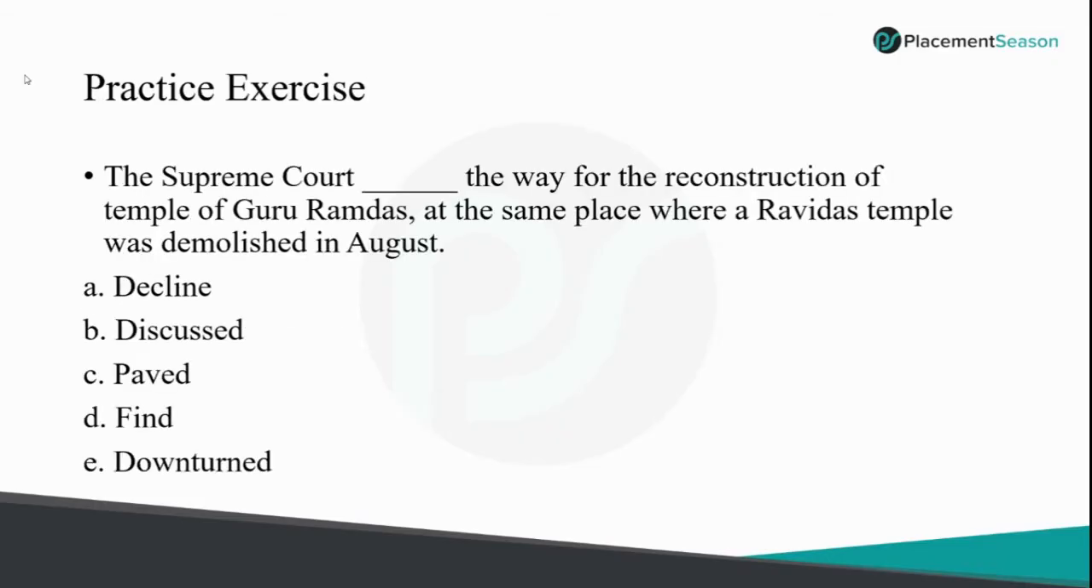So now let's come to the practice exercise. The first one. The Supreme Court dashed the way for reconstruction of the temple of Guru Ramdas at the same place where the Ravidas temple was demolished in August. I'm reading the question for you once more. So what are your options? Discussed, paved, fined, downturned.